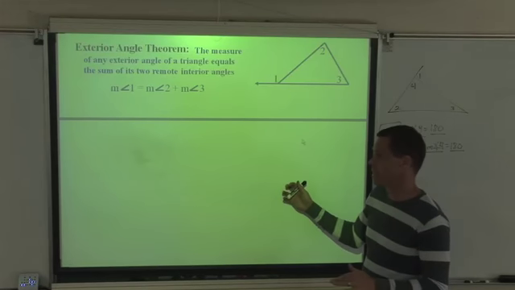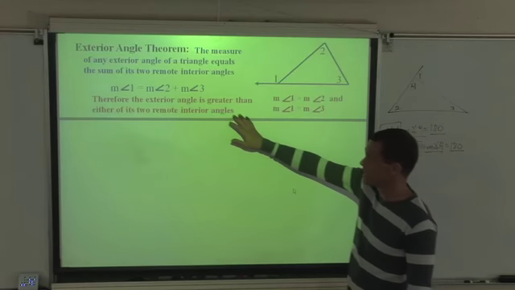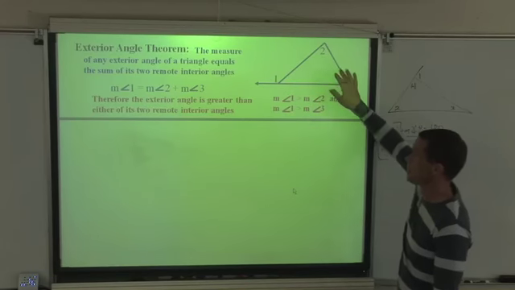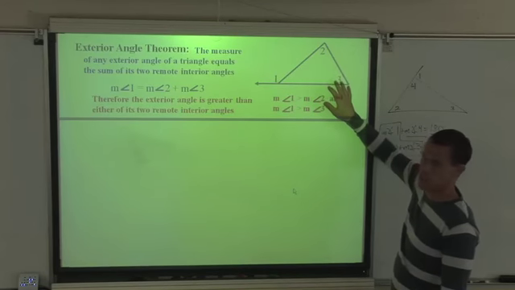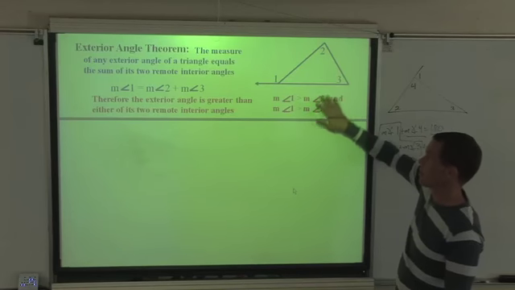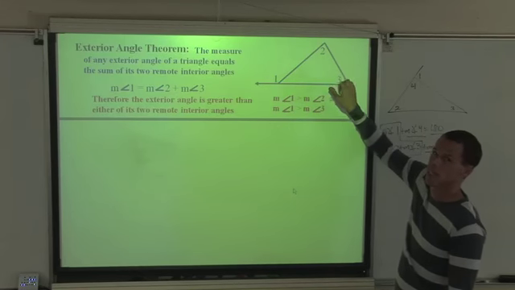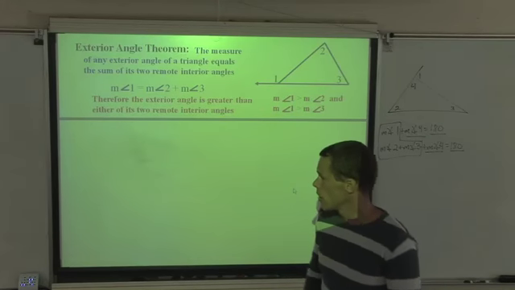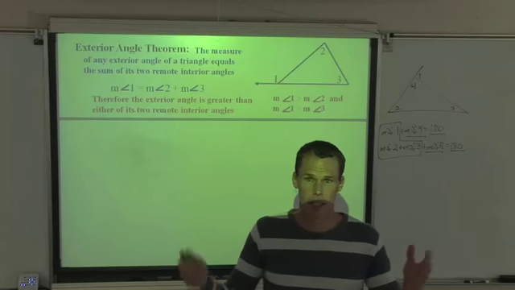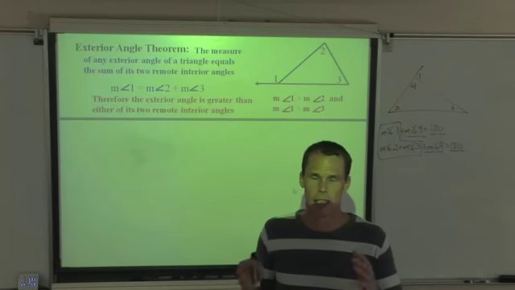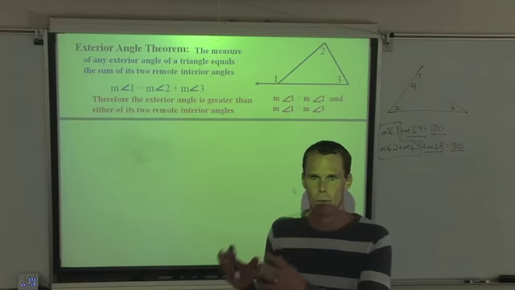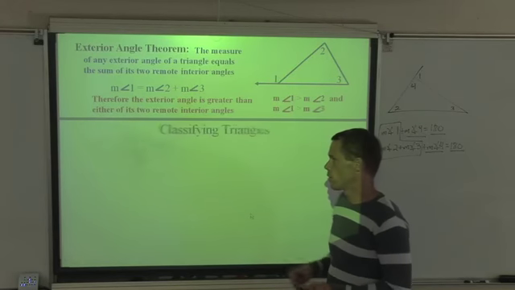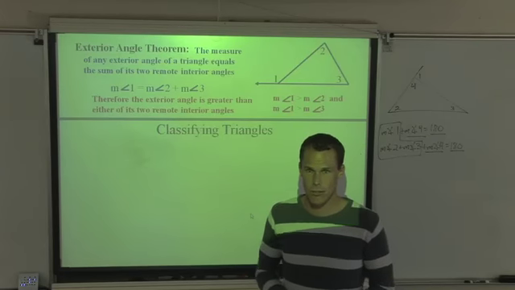One little side note is that that means you can guarantee that the exterior angle is always bigger than either of the interior angles. It has to be bigger than 2 because it's 2 plus 3. It has to be bigger than 3 because it's 3 plus 2. So, the exterior angle theorem says the measurement of an exterior angle is equal to the sum of the two remote interior angles. To wrap things up for today, we're going to talk about how we classify triangles.